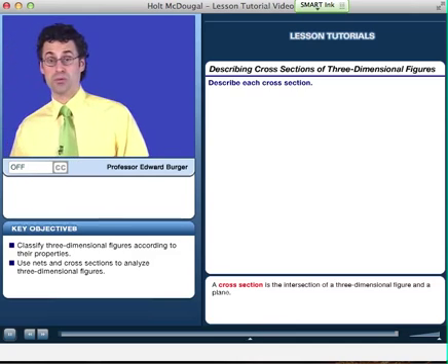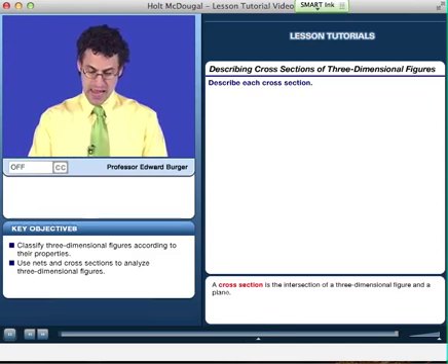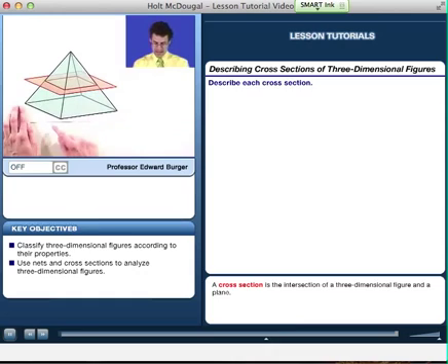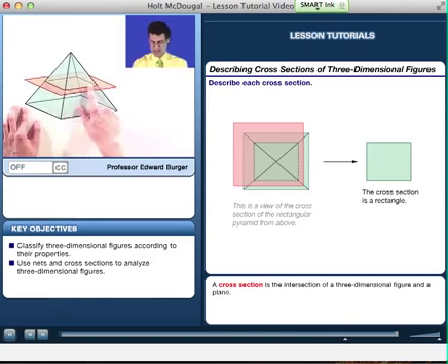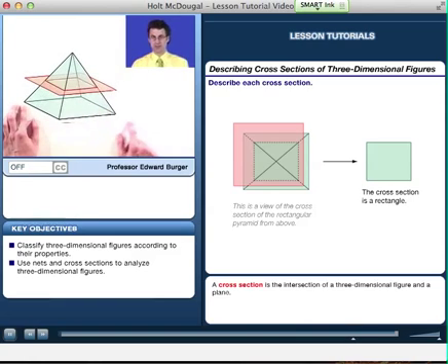All right, let's try a harder one. Let's take a pyramid that has a rectangular base. And now let's make a slice with a plane that's parallel to the ground. And you can see, what does the cross-section look like for that? Well, it's sort of hard to visualize maybe, but if you look closely, you see that what we get is another rectangle. In fact, it's a smaller rectangle, but it's still a rectangle nonetheless.